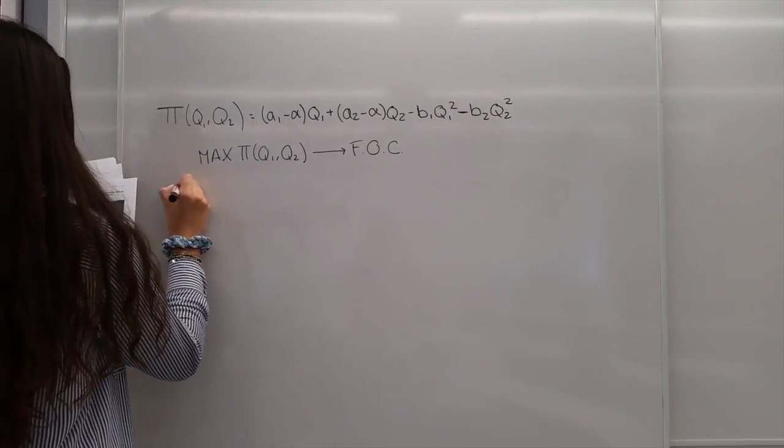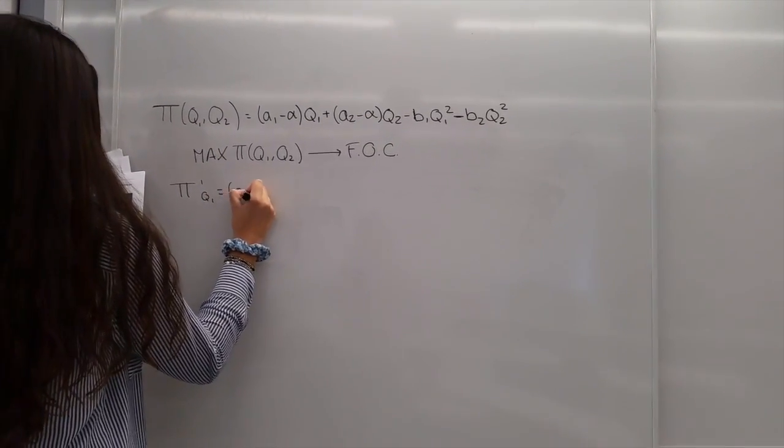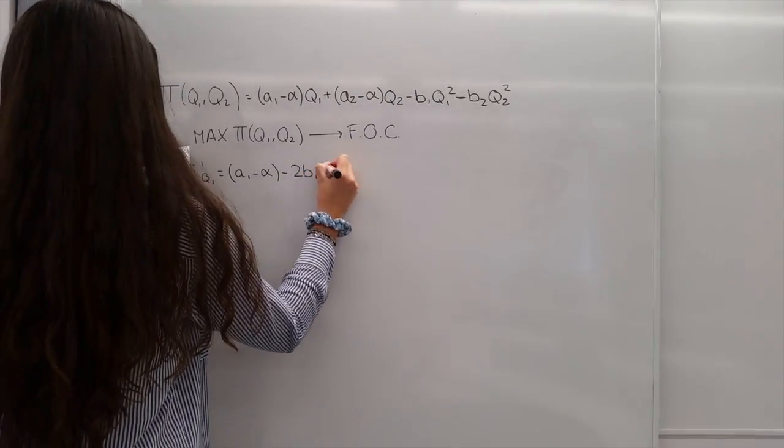This is how we find an expression for the values of Q1 and Q2 that maximize profits, as well as the corresponding prices and the corresponding maximum profit.